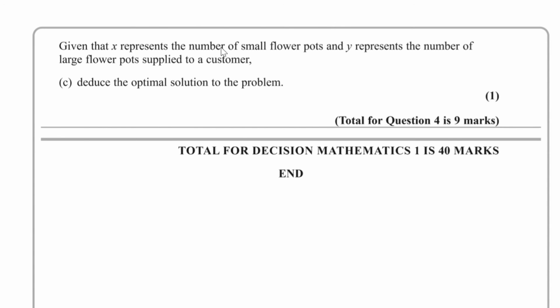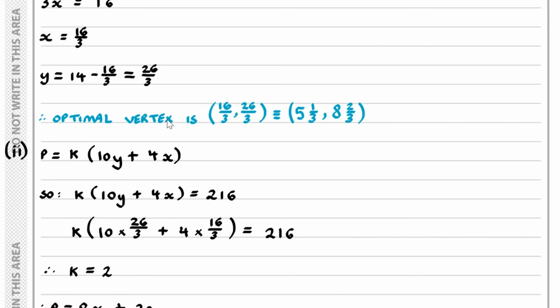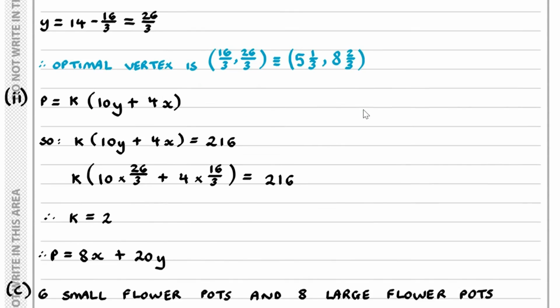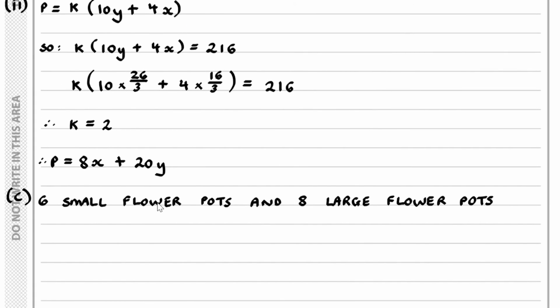Given that x represents the number of small flower pots and y represents the number of large flower pots supplied to a customer, we have to deduce the optimal solution to the problem. First of all, this optimal vertex, if we were to write this as a mixed number, we've got 5 1/3 and 8 2/3. And what we can conclude from that then is that we require 6 small flower pots and 8 large flower pots.